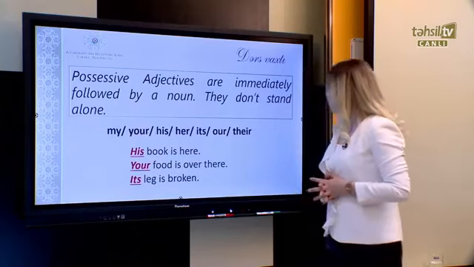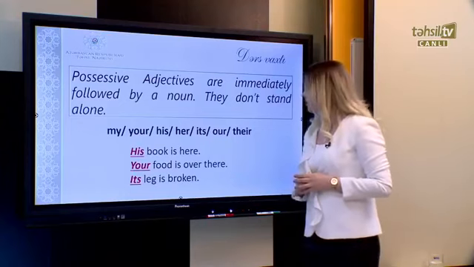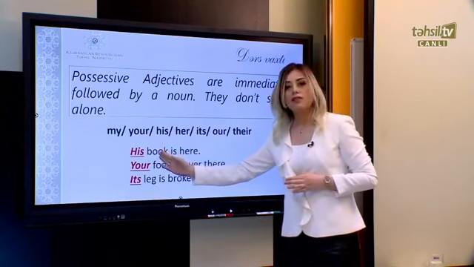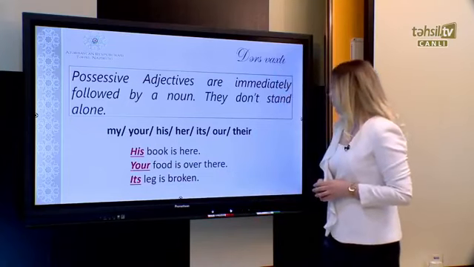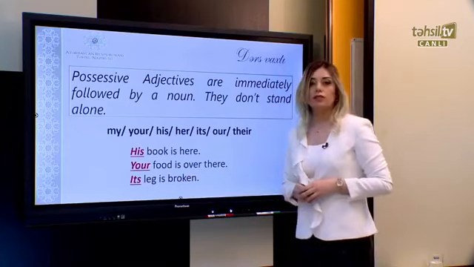Let's look at these examples. His book is here. You see, his, and then comes a noun, book. Your food is over there. Its leg is broken.